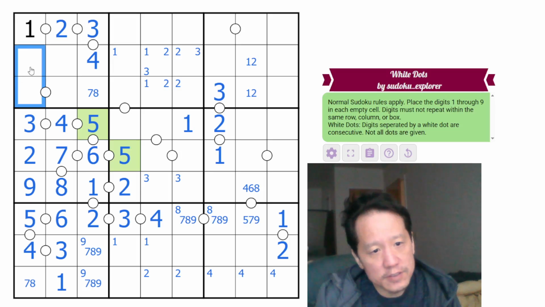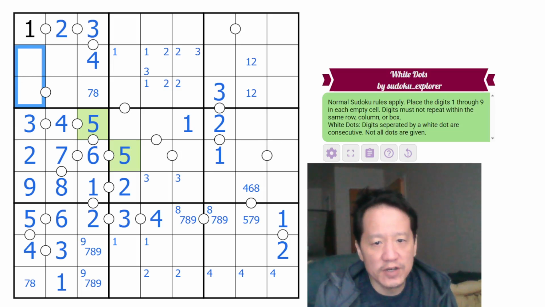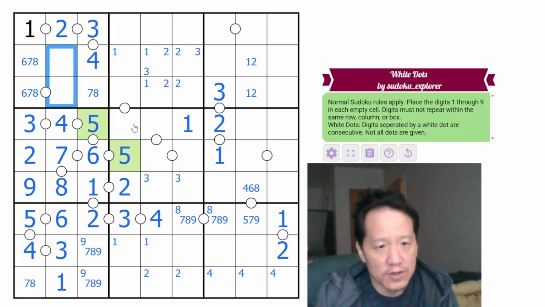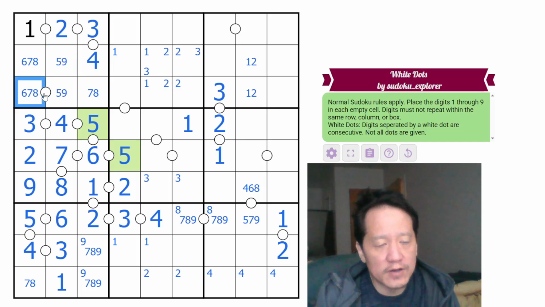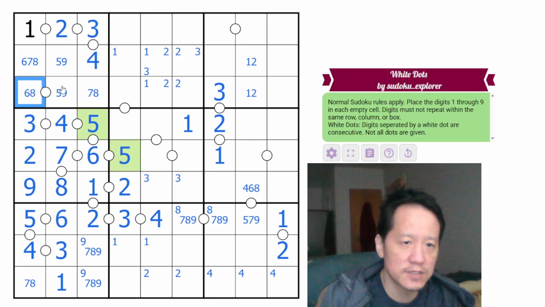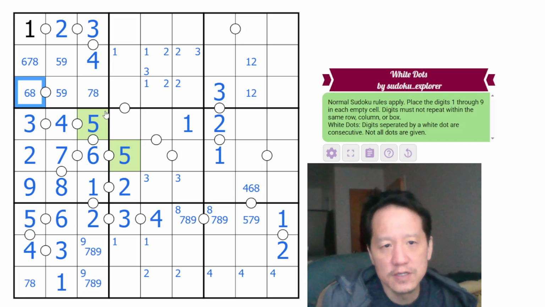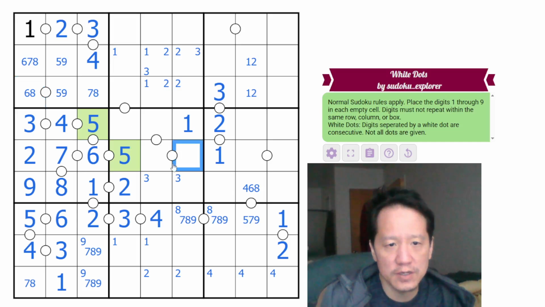The remaining digits here are 6, 7, and 8. And the main digits here are 5 and 9. So 5 and 9 are only consecutive with 6 and 8. So if this is 5, it has to be with 6, and if this is 9, this has to be 8. And those are the only possibilities there. This is 5.